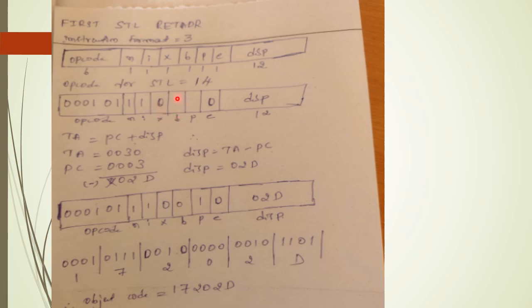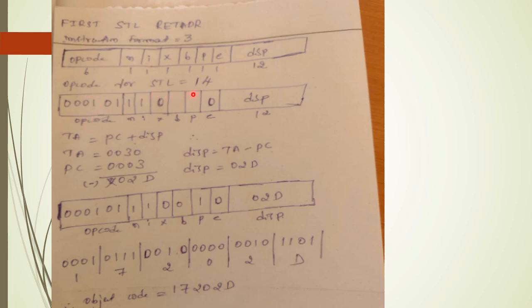And by this time we cannot declare whether it belongs to base relative or PC relative. So that's why I have not written anything with respect to B and P. And as I already mentioned, it is not extended format, so E is 0. If the instruction is of format 4, then the E bit is set to 1, otherwise it is 0. Then we'll see how to calculate the displacement. Hope you got up to this point.